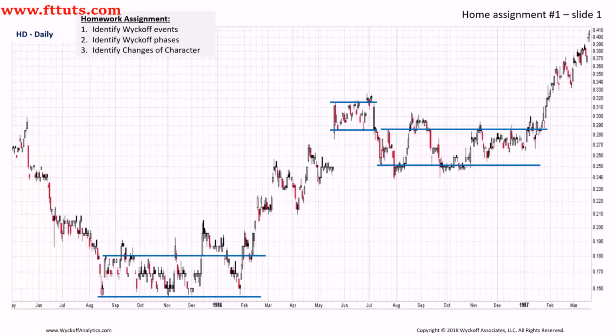Is there a sign of strength rally after December secondary test? So we've just covered this. Yes, it's a sign of strength rally, but it's a minor sign of strength rally in phase B and not in phase D.